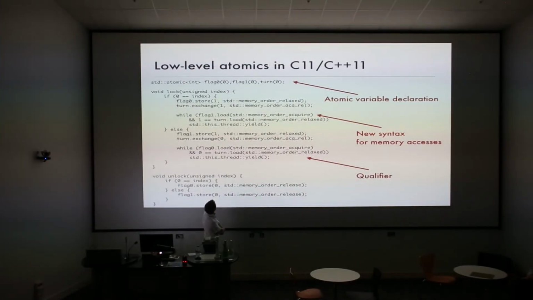So what are the low-level atomics? Well, you get a declaration of atomic variables. This is C++, but you have the same in C. So you can declare some variables as atomic. Then you get a new syntax for memory accesses, like the name of the variable, the store, the value you want to store, and then you get all these weird keywords which are called qualifiers, like memory order relaxed, memory order acquire, that specify the semantics that the compiler must ensure for these accesses.